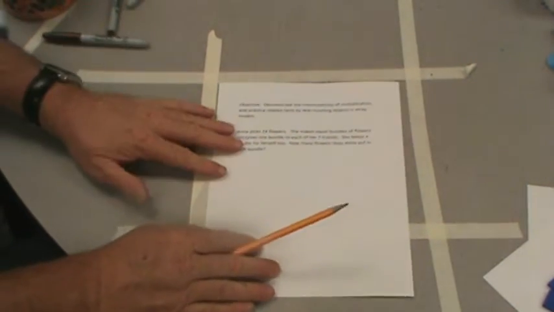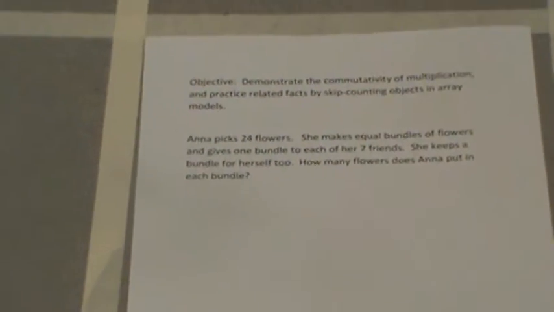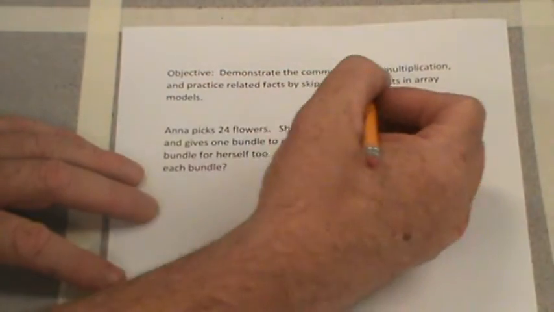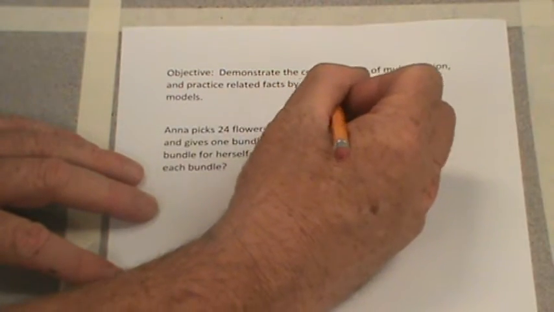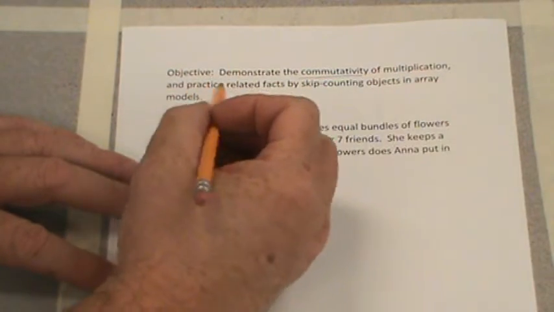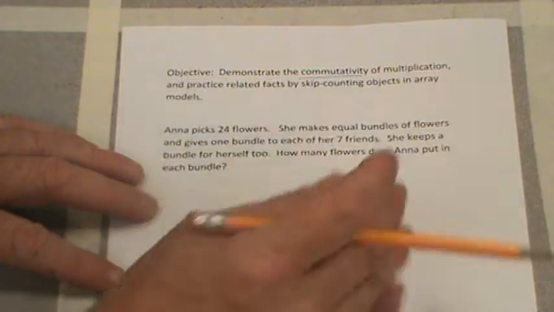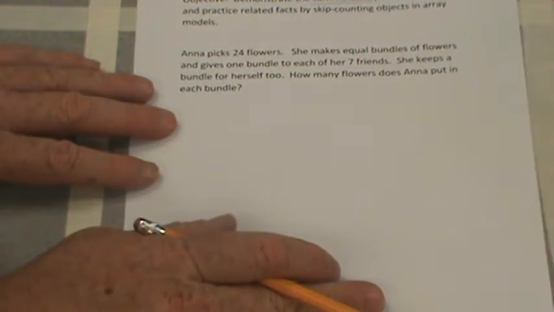All right, our objective today, and I'm going to zoom back in so we can read this clearly along with me. There we are. Okay, so our objective. We're going to demonstrate the commutativity, what a great word, commutativity of multiplication and practice related facts by skip counting objects in array models. Okay, but let's start off with our application problem.